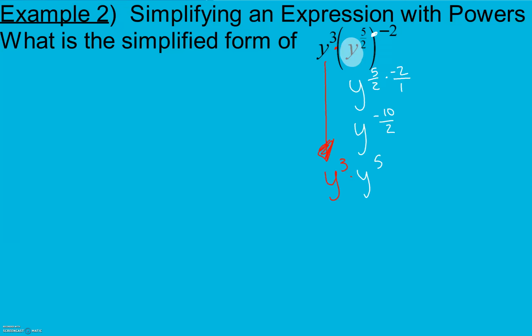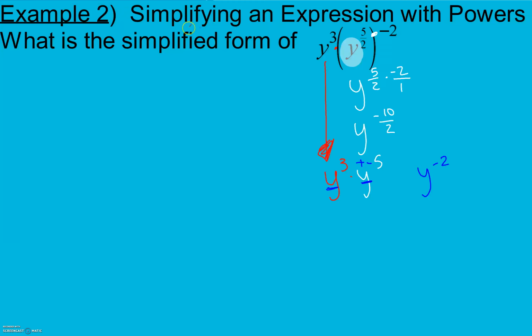Now, we are multiplying powers with the same base. Each exponent has its own base here. So we're multiplying powers with the same base. We keep our base and add our exponents. This is a -5, sorry. We get -2.